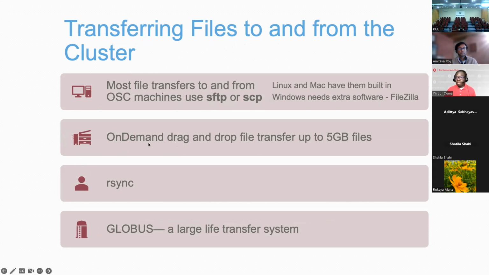ondemand.osc.edu also offers a file explorer option that enables you to easily drag and drop files from your local machine to the cluster. But OnDemand works well for files that are less than 5 GBs in size. If you have larger files, then you might consider using rsync or the Globus system for file transfer. And of course, if you have files that are stored on, let's say, an SFTP server somewhere else, let's say NCBI, and you want to download them using either wget or curl, you can easily do that also through the terminal window once you log on to the cluster.